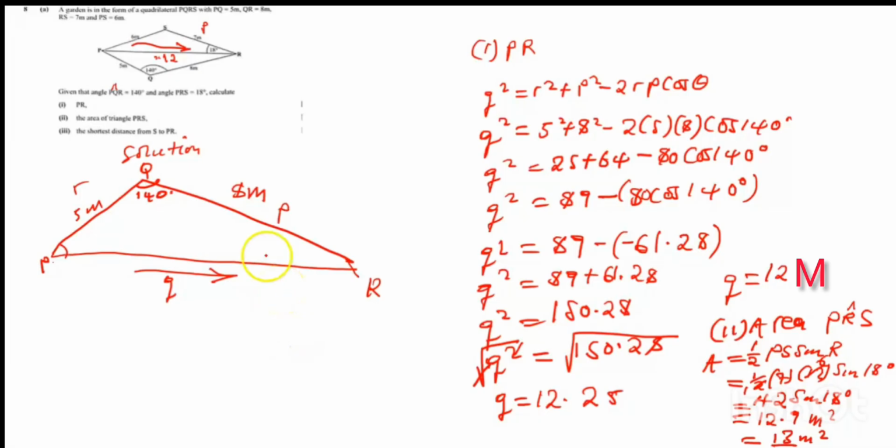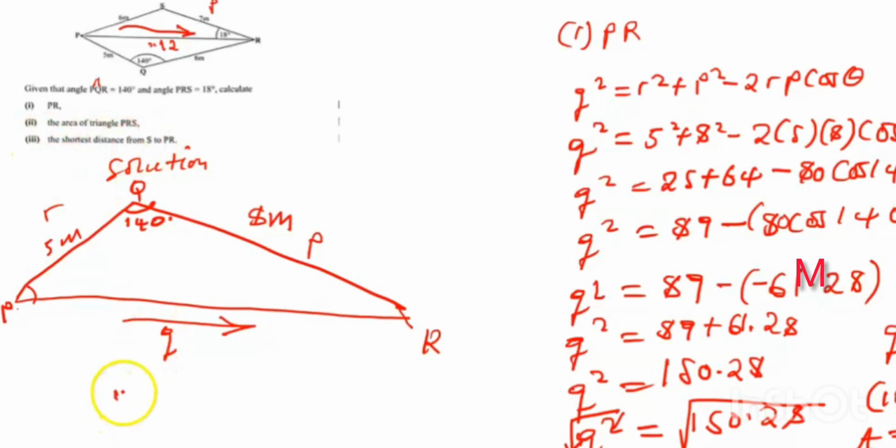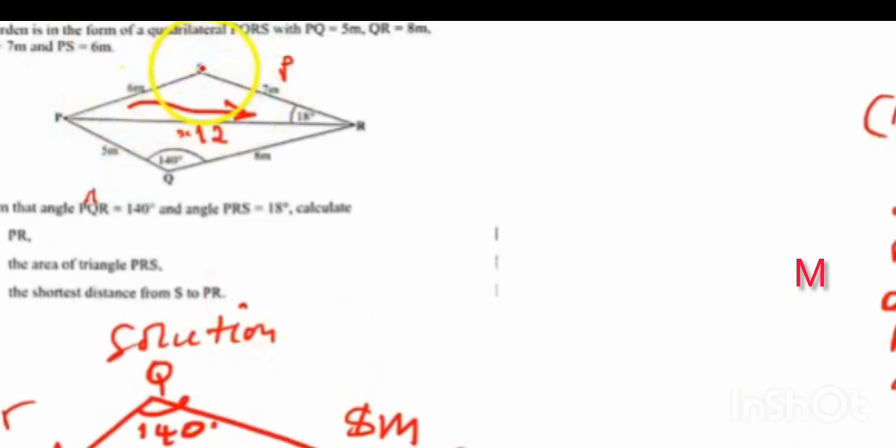So now let's find the shortest distance from Roman numeral 3. Shortest distance from S to PR. So this statement is clear and straight. This means we are finding the shortest distance from S to PR. So the shortest distance from S to PR, it is this distance which they are asking for. Okay, this is the shortest distance here.